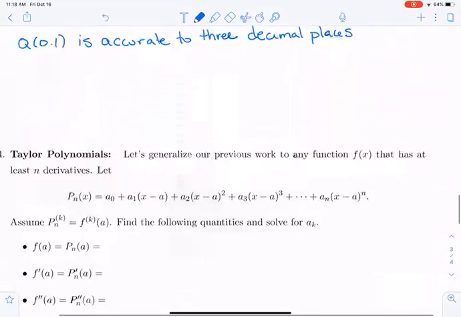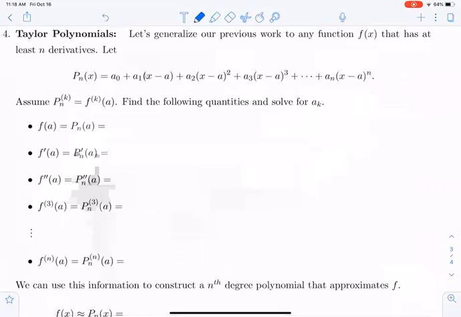Okay, so now I'm going to look at these Taylor polynomials. When I look at this, I want f of a to match my polynomial at a. So I'm going to plug in what a is to that polynomial, and when I do that, I notice that all of those things are going to become 0. Because those are all going to become 0, I'm left with just the a0 term when I plug in a.